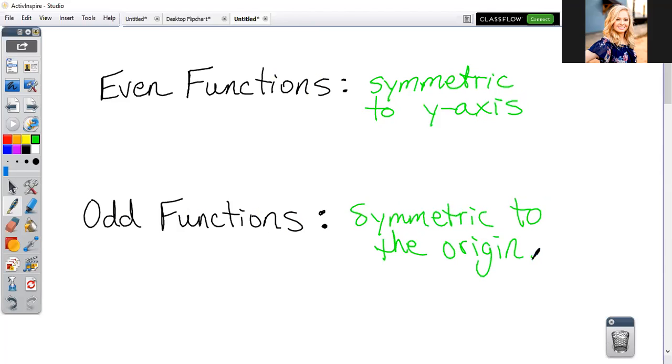Now, here's what my teachers in the past made hard. What is an even function? An even function is any polynomial who only has even number exponents. So, example.